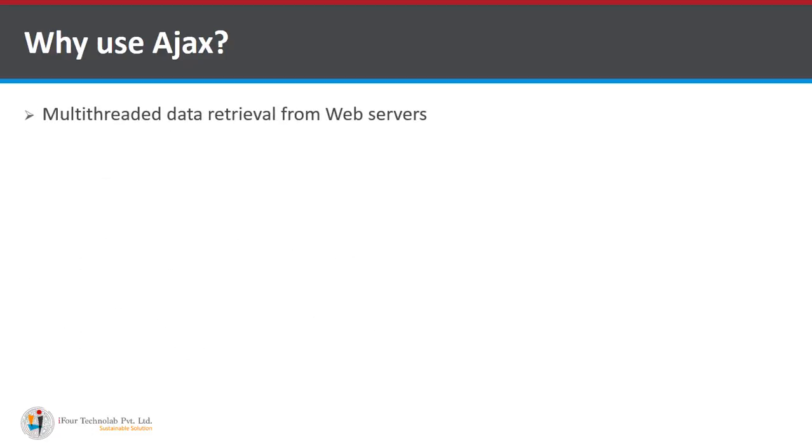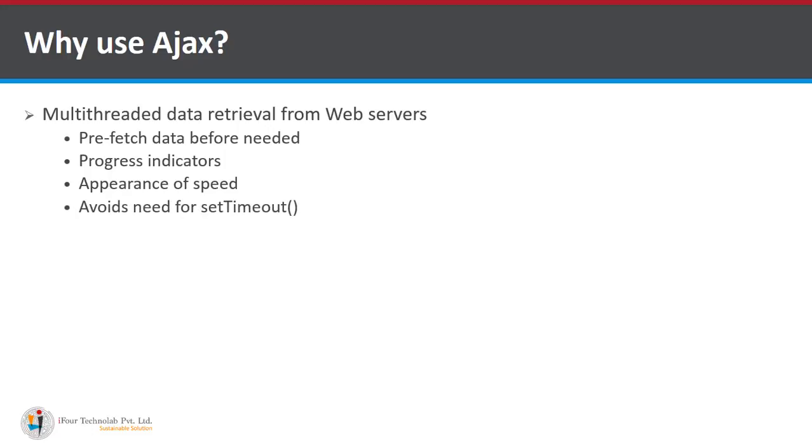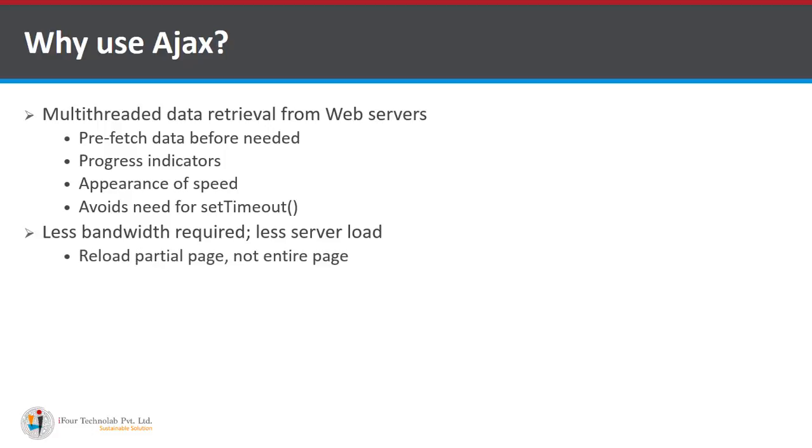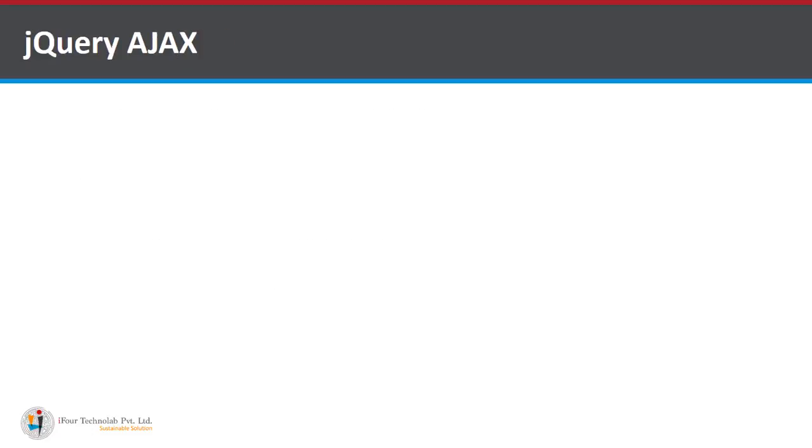Next, multi-threaded data retrieval from web server, pre-fetch data before needed, progress indicators, appearance of speed, avoids need for set timeout, less bandwidth required, less server load, reload partial page, not entire page. This is an important point for AJAX. Load data only, not even partial page. So AJAX is also used to pass some of the data to controller and get the output for the same request.